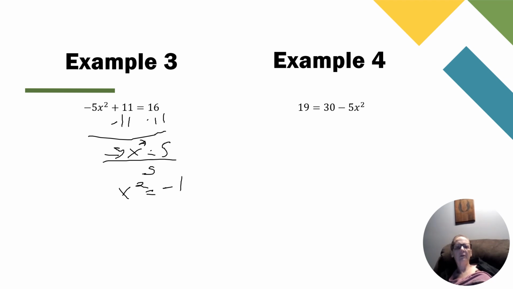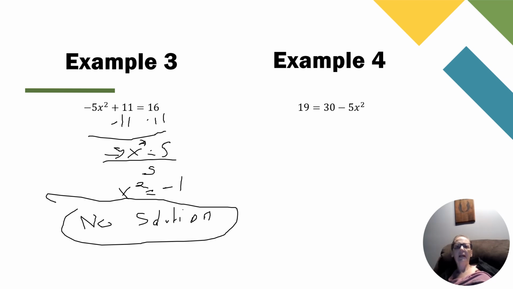That's a negative number. That means I can't take the square root of it, because it's the square root of negative 1, and we don't know how to deal with that yet. We will later. But for now we're just going to say, okay, you can't do that with real numbers. So that means there are no solutions. No solution.